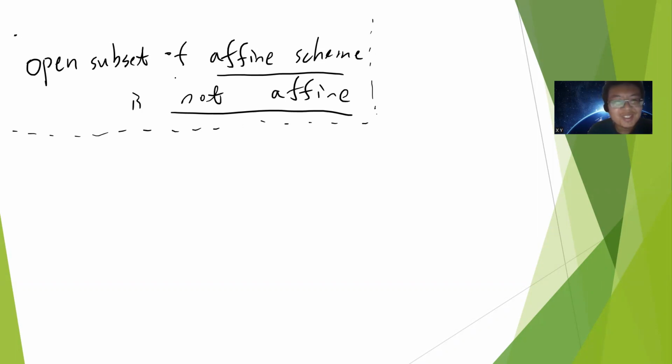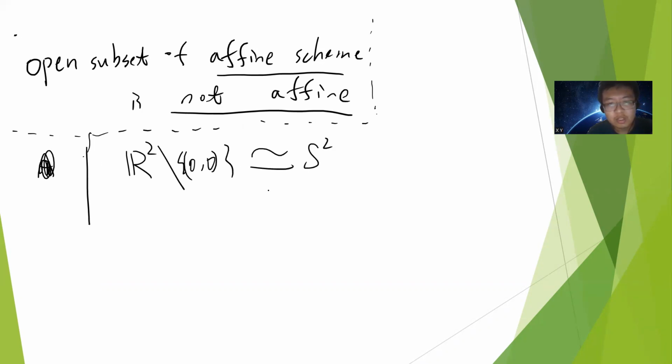Okay. So our example is that we will take A to be... So before we start, recall that if you learn about differential geometry, you know that if you take R squared and take an open subset of it, for example R squared minus the zero point, then you can show that this is isomorphic to a sphere. So R squared is flat, but if you remove a point, then it will not be flat.